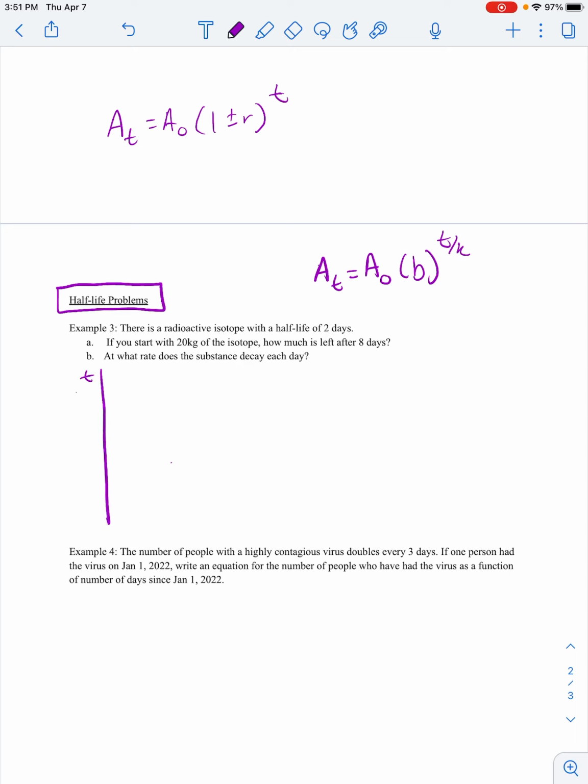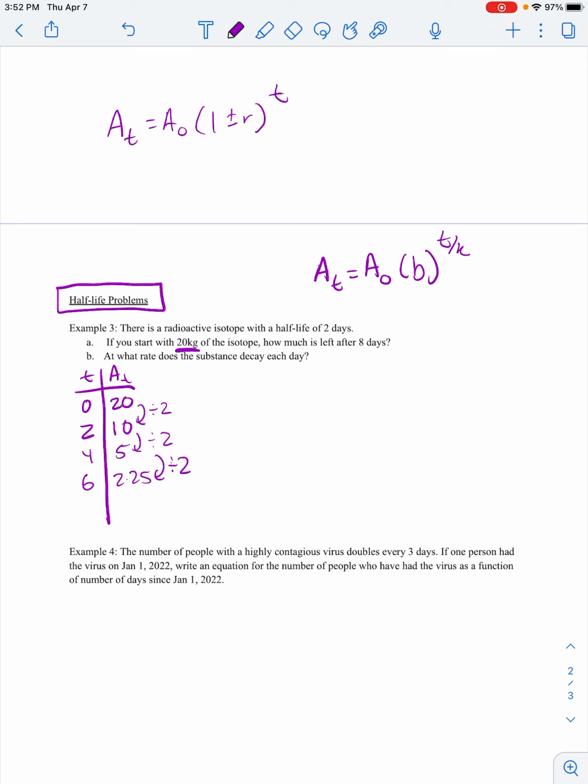So let's make that clear with a table of values. So at time equals 0, in this case, we have 20 kilograms. 2 days later, you're going to have half of 20. So you're going to have 10. 2 days later from that, you're going to have half of 10. So you're going to have 5. 2 days later from that, you're going to have half of 5. So you're going to have 2.25.